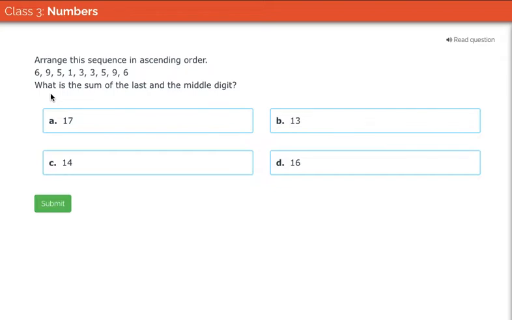It's the 5th number. And the sum of the last and middle digit: 5 plus 9. 5 plus 9 is equal to 14.